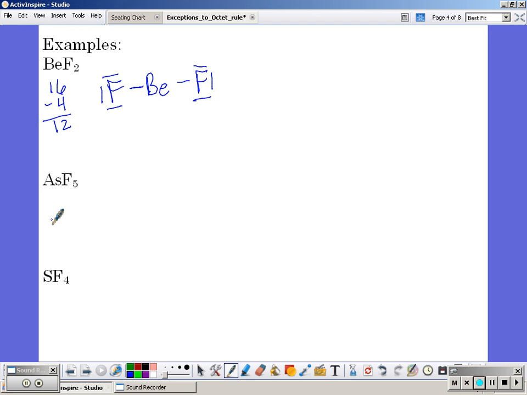AsF5. Arsenic has 5 valence electrons, and then each of our fluorines has 7, so that's a total of 40. We'd put arsenic in the middle, and we would have 5 fluorines coming around it.